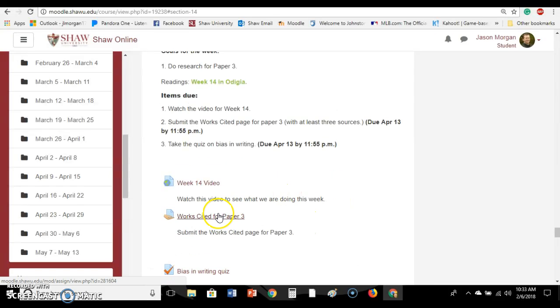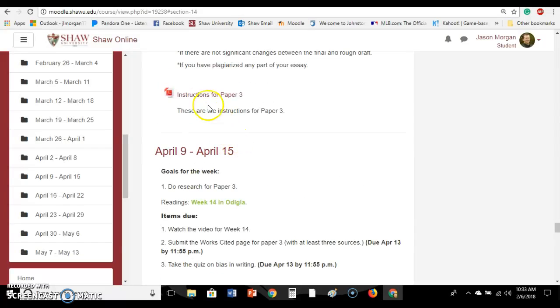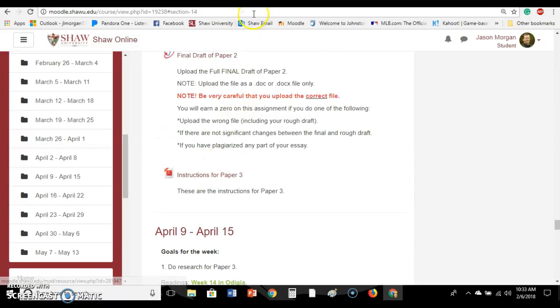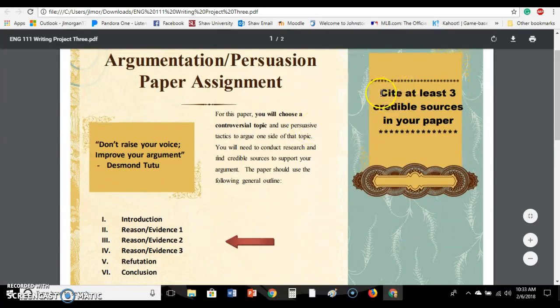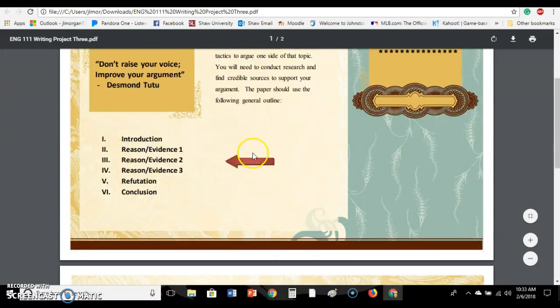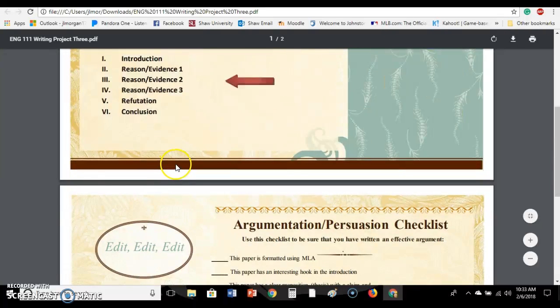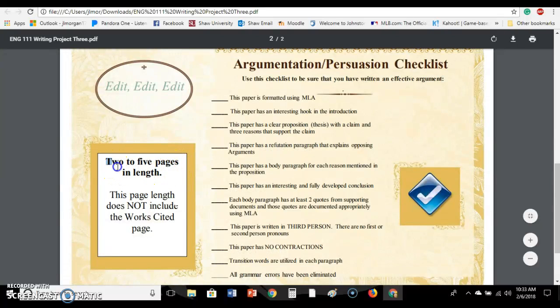And then what you're going to be doing this week is you're going to submit the works cited page for your paper that you're going to be working on for paper 3. So this week is doing research for paper 3. Again, what is paper 3? Well, the instructions are found under last week. These are the instructions right here. You're writing another argument paper, with 3 credible sources that you're looking for. You're looking for 2 to 5 pages in length and MLA formatting.